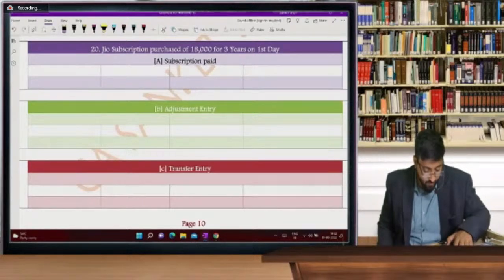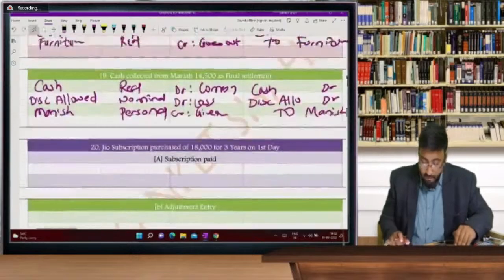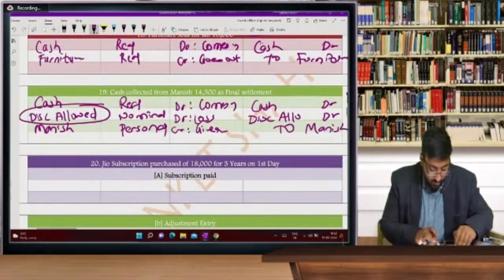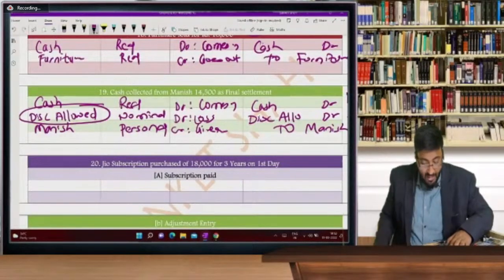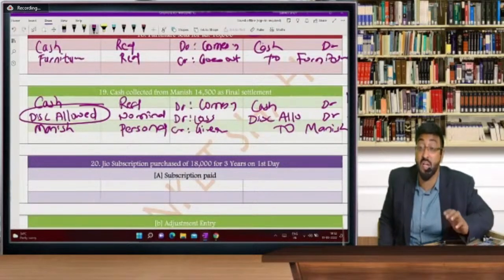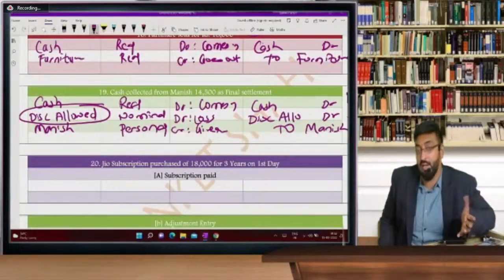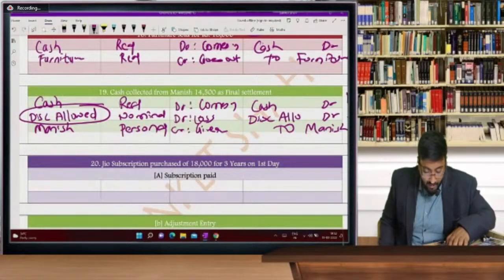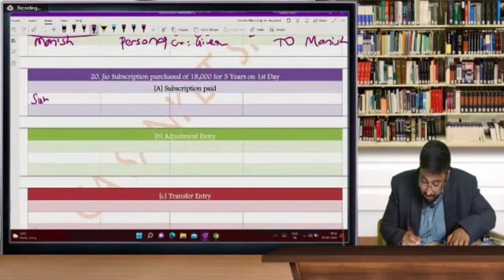SRO. Very good. No, beta, in P&L we transfer entry. Someone is asking me, sir, can we use P&L account? No, beta. P&L account is never passed in a journal entry. We always transfer the balance to P&L. So while passing journal entries, always pass the entry as a transfer entry. Yes. Subscription expenditure account debit.